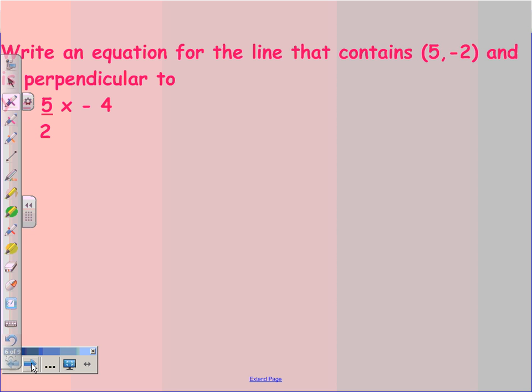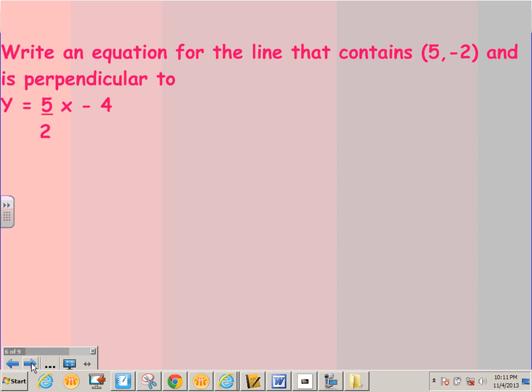Moving on to our next example. Write an equation for the line that contains (5, -2) and is perpendicular to y equals 5/2 x minus 4. Step 1, I need to know the slope of this equation.